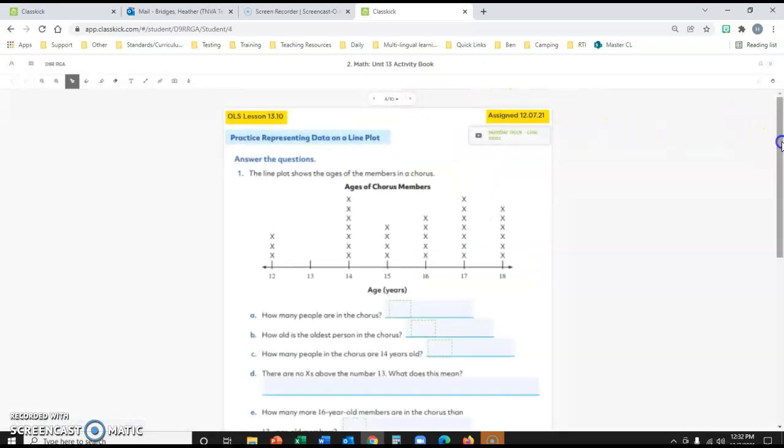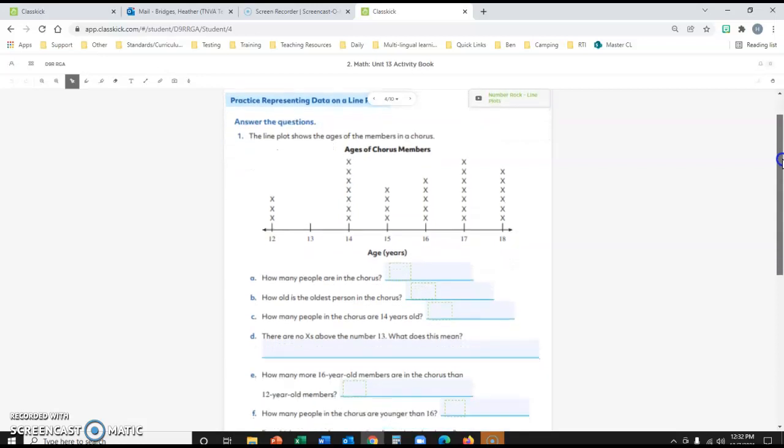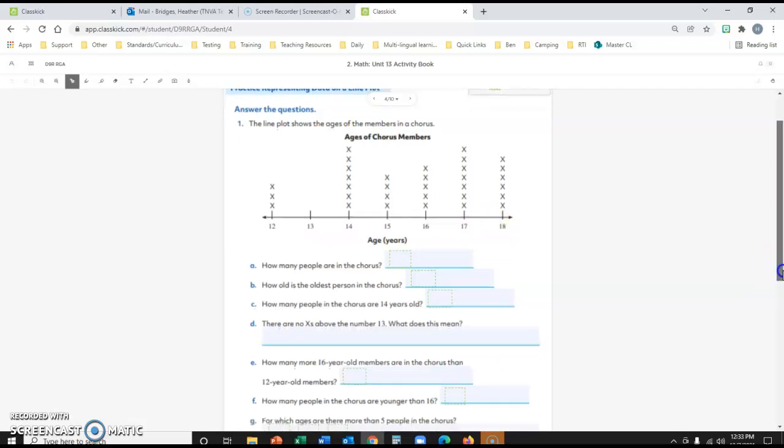On the next slide, they've already filled out the line plot for us. Okay. And it's showing us the ages of chorus members. And down here, each of these numbers represents an age. 12 years old, 13 years old, all the way up to 18 years old. They started at the youngest age and went up to the oldest age. We're going to use this to answer the following questions.